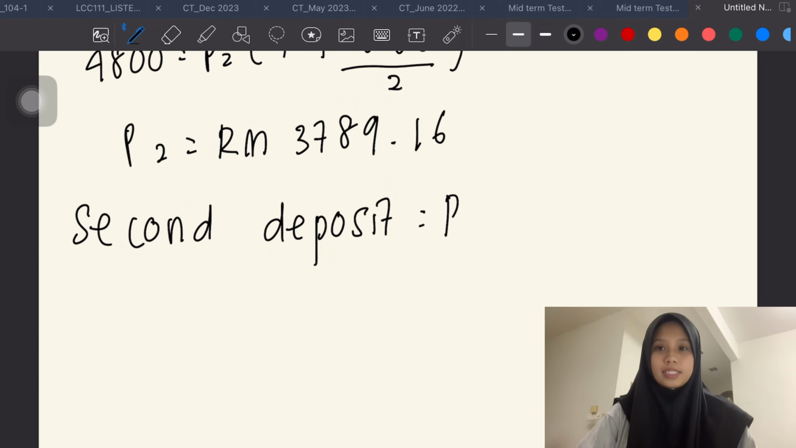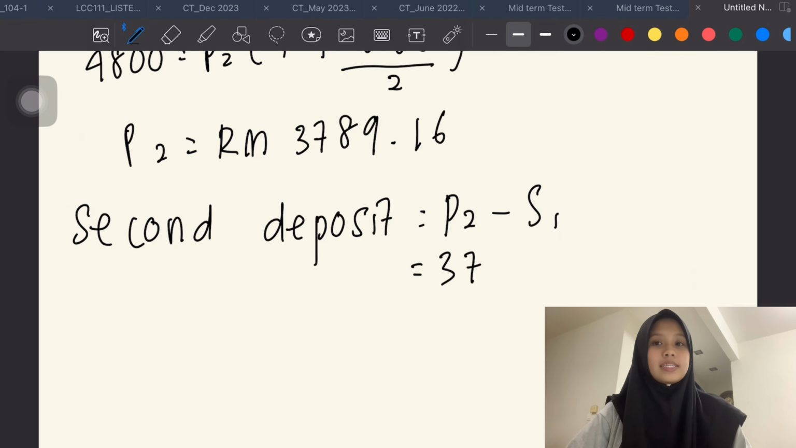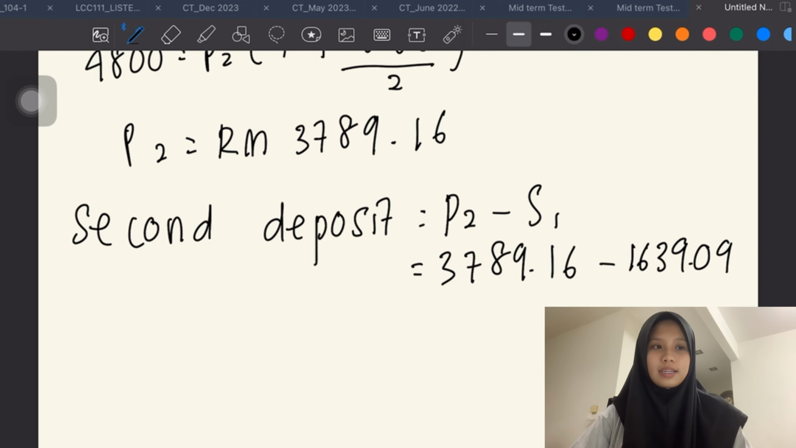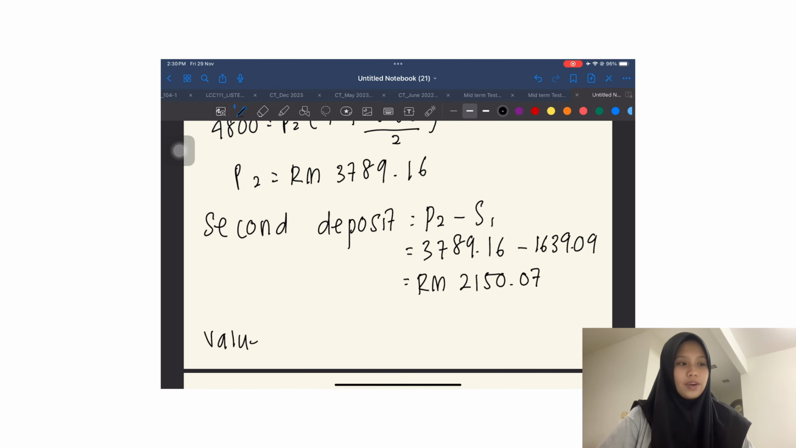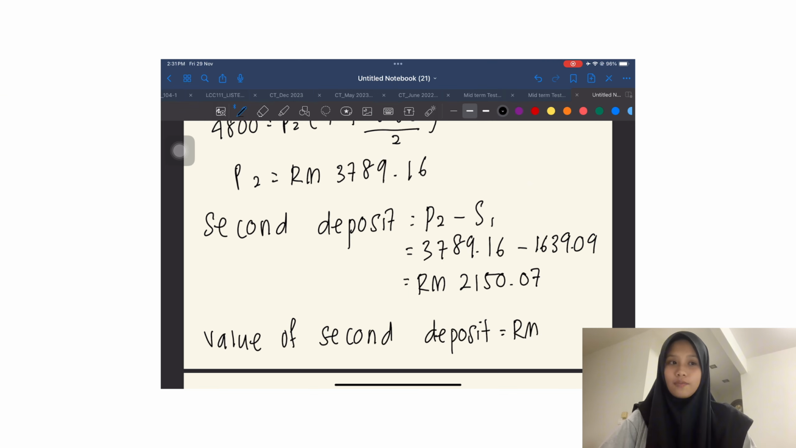The last step is we need to find the second deposit. To find the second deposit, it is the second principal minus the first future value. The second principal is 3,789 ringgit and 16 cents minus the first future value, 1,639 ringgit and 9 cents. So the final answer is that the value of the second deposit is 2,150 ringgit 7 cents.